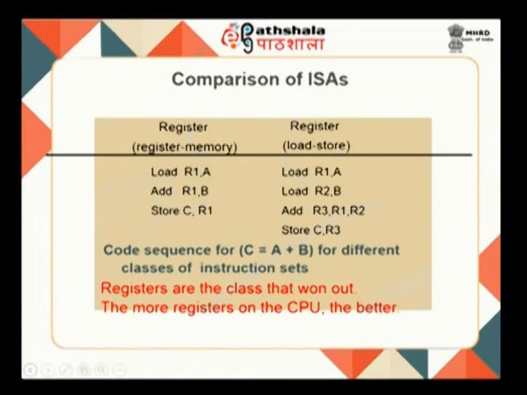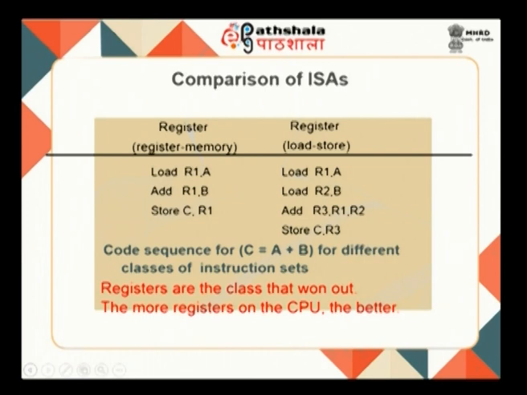On the other hand, if it is a register ISA, both the operands will have to be initially loaded from memory into registers R1 and R2, and then you add R1 and R2, put the result into a third register R3, and then store R3 into a memory location. As you can see from these examples, you have different ways of executing the same operation C is equal to A plus B. That obviously depends upon the ISA that you are looking at.